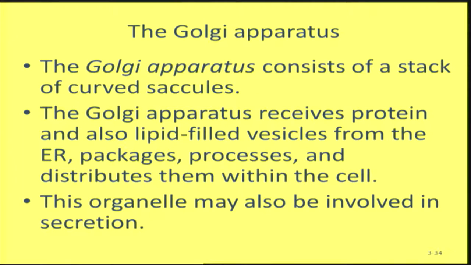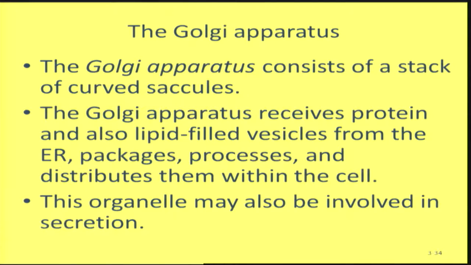Then comes another important organelle called the Golgi apparatus. Now this Golgi apparatus consists of a stack of curved saccules. We said that the endoplasmic reticulum also has saccules. Similarly, the Golgi apparatus in the eukaryotic cell consists of a stack of curved saccules.